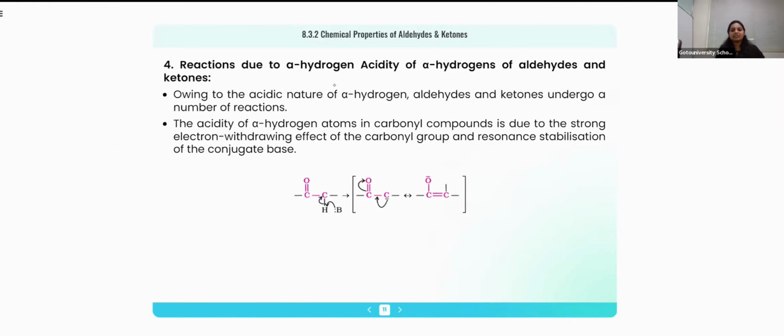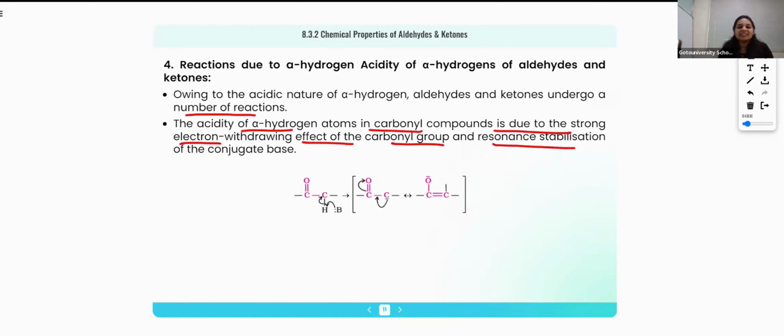Okay. Then the acidic nature of alpha hydrogen: aldehydes and ketones undergo a number of reactions. Acidity of alpha hydrogen atoms in carbonyl compounds is due to the strong electron withdrawing effect of the carbonyl group and resonance stabilization of the conjugate base. See here, this is the CO group. I told you, it is an electron withdrawing group. The carbonyl group is an electron withdrawing group. So what will happen? This carbonyl group is electron withdrawing, which means it will take the electron density.